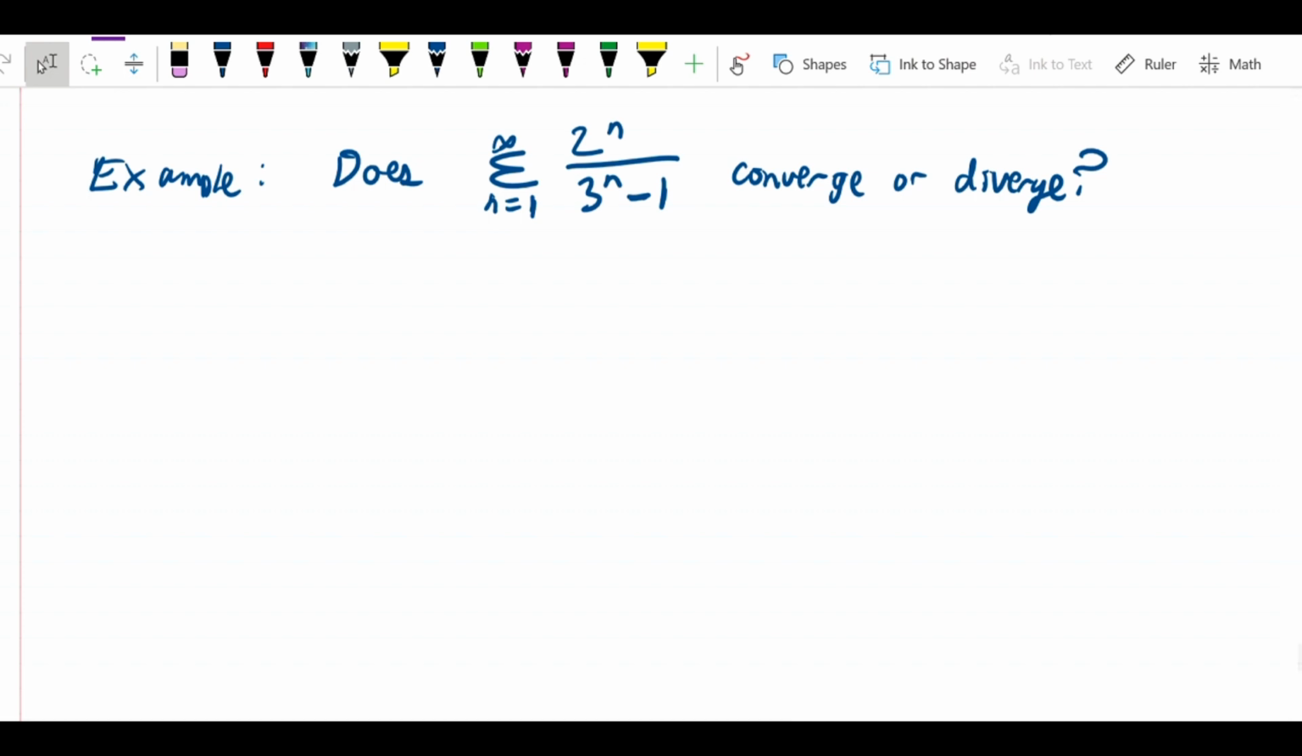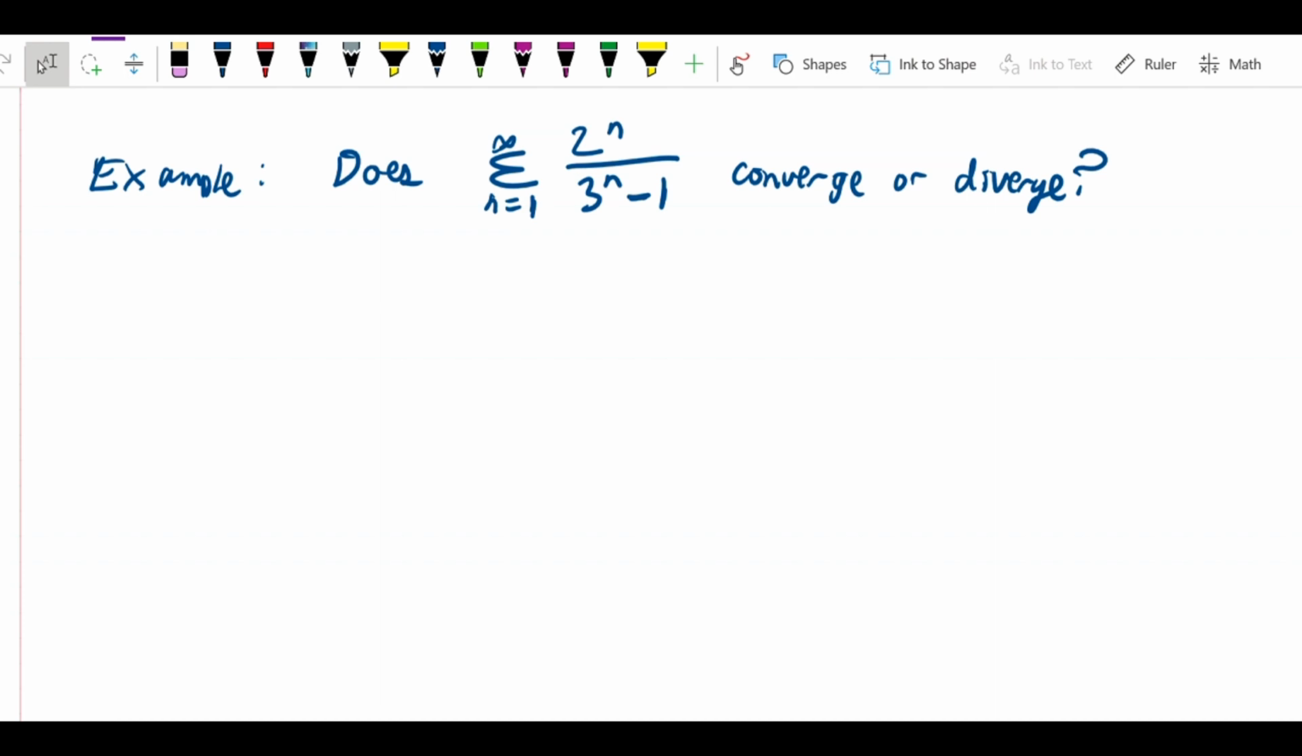So let's do another LCT example. This one, where the series that we want to compare to is not a p-series. So here we have the sum from n equals 1 to infinity of 2 to the n over 3 to the n minus 1.